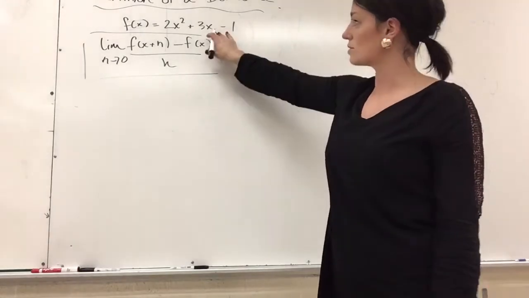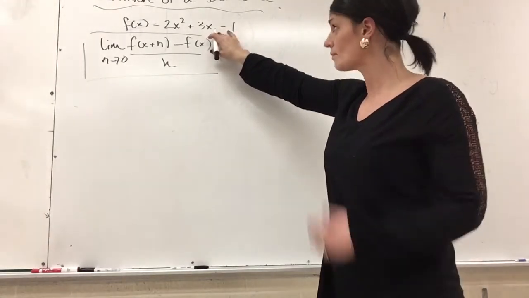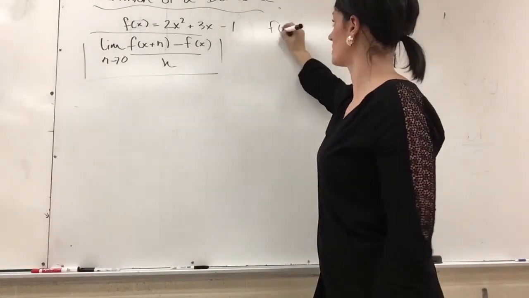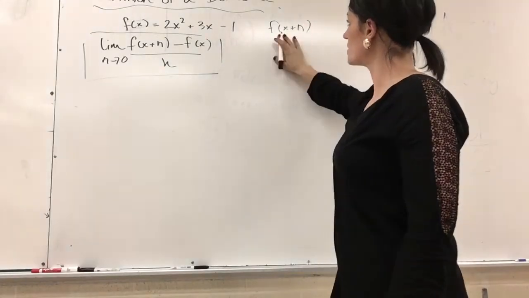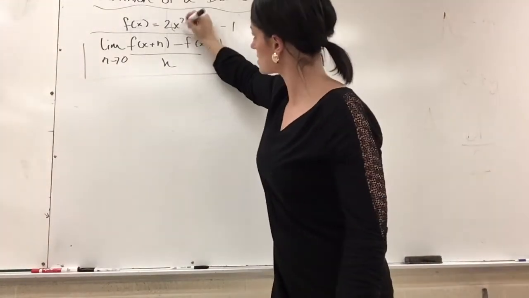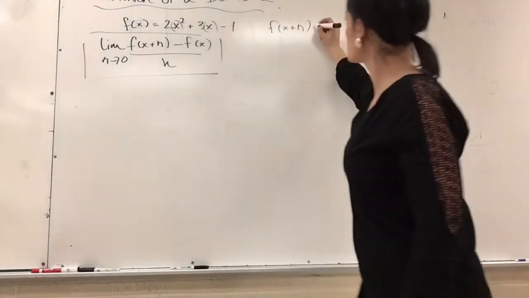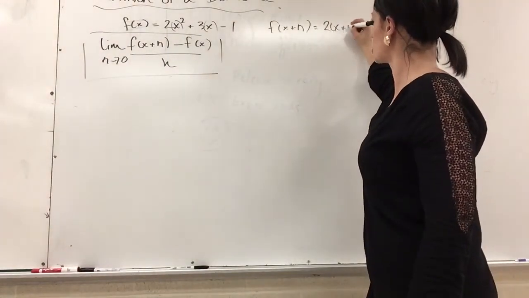The very first thing you do, so here's f of x, is find f of x plus h. All you do is, wherever you used to see an x in your function, you substitute in an x plus h.